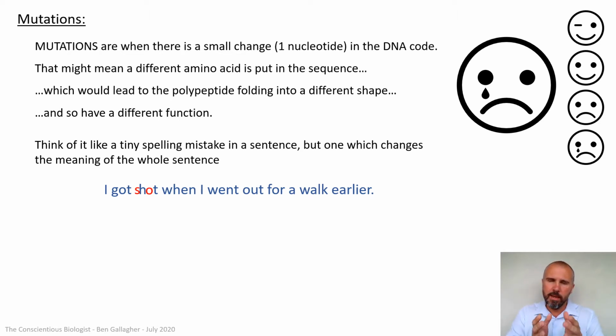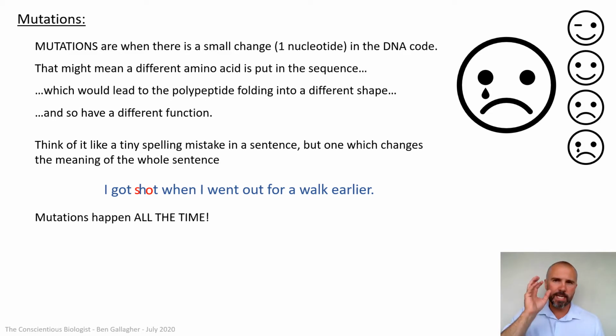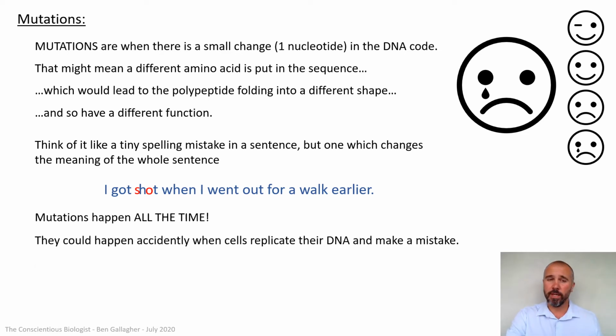Same with DNA, but the whole sentence is a gene because one gene codes for one polypeptide, which in most cases gives you one protein. Okay, so it's basically a mutation is a spelling mistake in your DNA. Now, mutations happen all the time. Right there, sat now as you're watching this, chances are there will be mutations happening in your body, but most of them don't do anything.